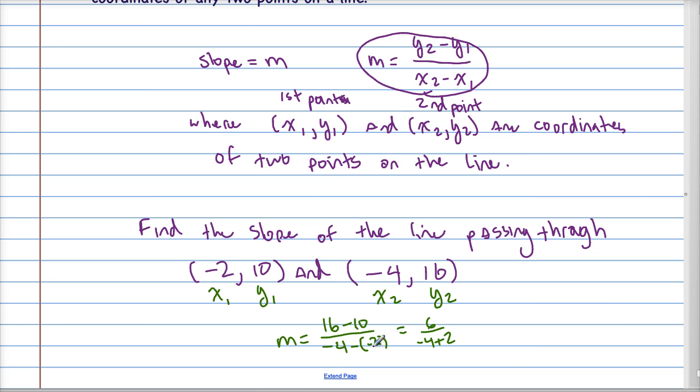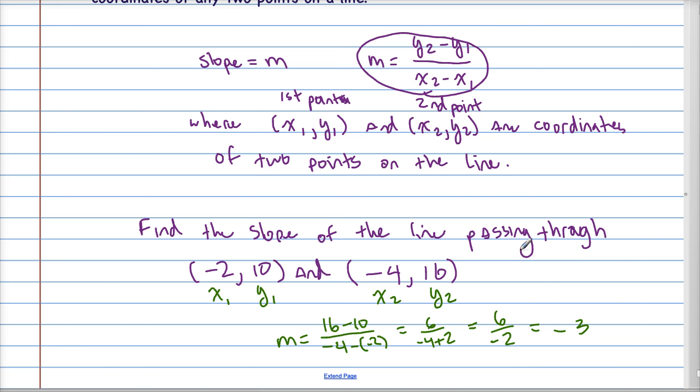First step, always write it in parentheses. Second step, simplify, so it's minus negative, that's really plus 2. So I have 6 over negative 4 plus 2, which would be negative 2. And so 6 over negative 2 gives us negative 3. Okay, so our slope for this line that would be passing through those points is negative 3.